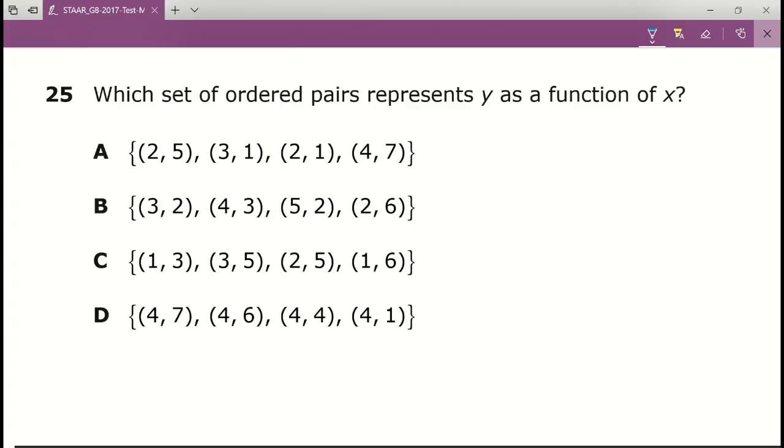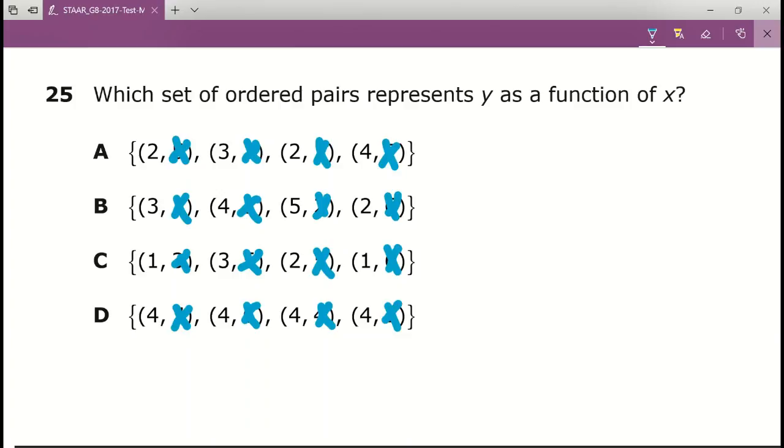So let's start off. Choice A, we cross out the y's. It's really fun to cross out the y's. Choice B, we'll cross out the y's. Choice C, cross out the y's. And choice D, we will cross out the y's.